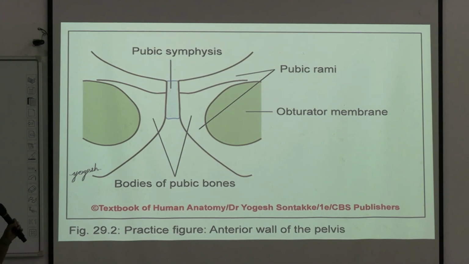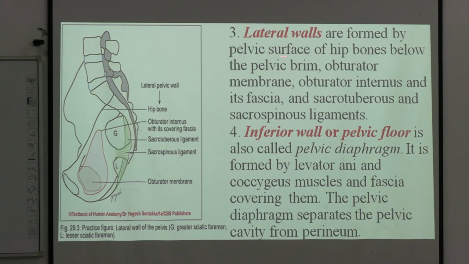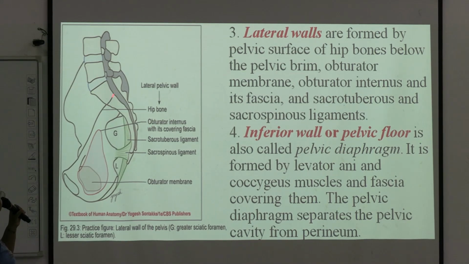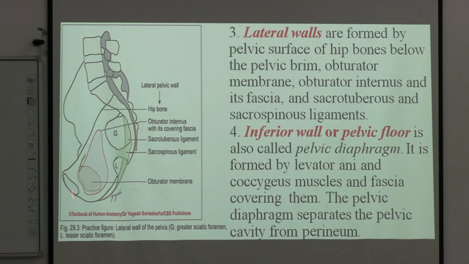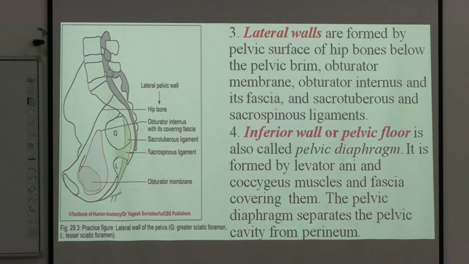Next we go to the lateral walls. The lateral walls are formed by the pelvic surface of the hip bone. This is the lateral wall, the pelvic surface of the hip bone below the pelvic brim. So this line was forming the pelvic brim, and below this part is forming the lateral wall of the pelvis. This is the obturator foramen covered by the obturator membrane, and this is the muscle obturator internus with its covering fascia. So obturator internus and its fascia, and the sacrotuberous and sacrospinous ligaments. Here is the sacrospinous ligament and this is the sacrotuberous ligament. All these are forming the lateral wall of the true pelvis.